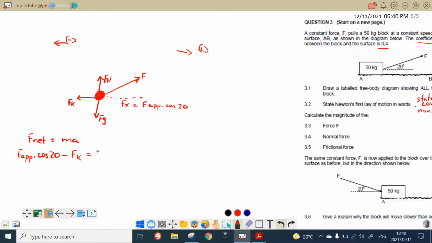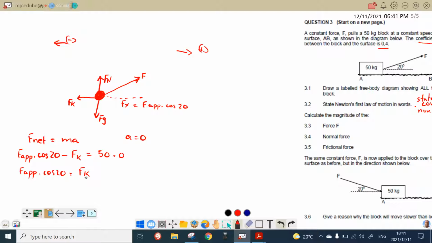The mass of the object is 50 multiplied by the acceleration. Now in this case you're told that it's moving at a constant speed, so the acceleration is equal to 0. So 50 times 0, that would give me the value. So in this case, I have my F app cos 20 is equal to Fk.